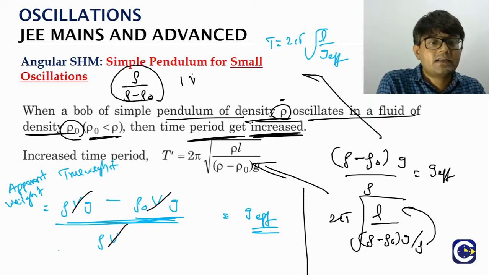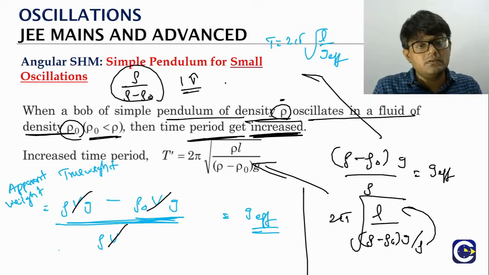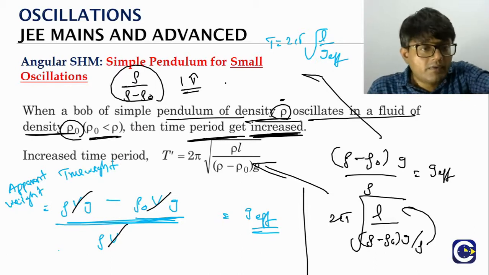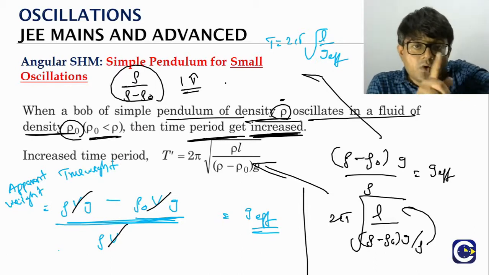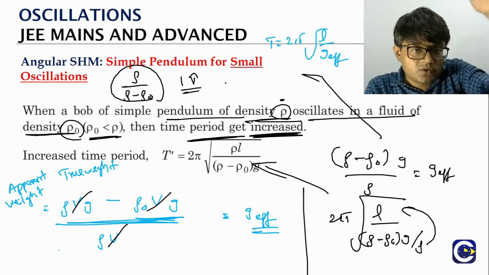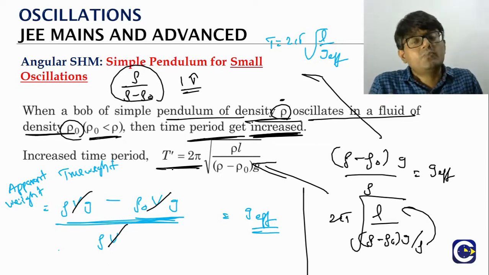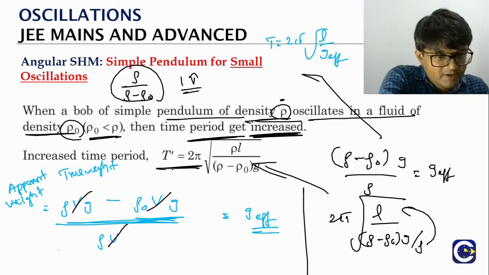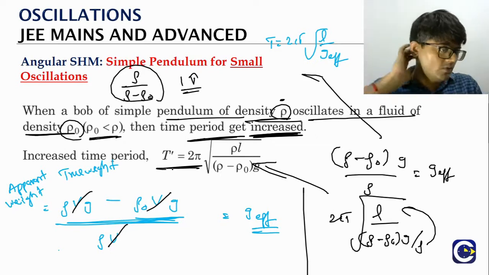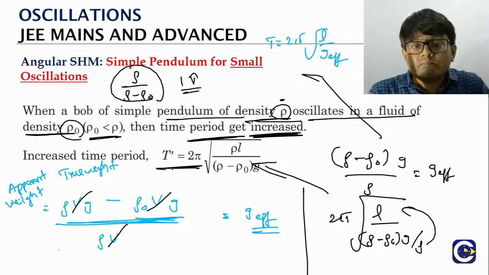It will be a factor which is more than 1, isn't it? Because in the numerator we have rho, and the denominator is rho minus rho naught, which means something lesser. So the fraction is more than 1. Thereby the time period will be more than 2 pi root L by g. So that is how we will be able to increase the period of oscillation.